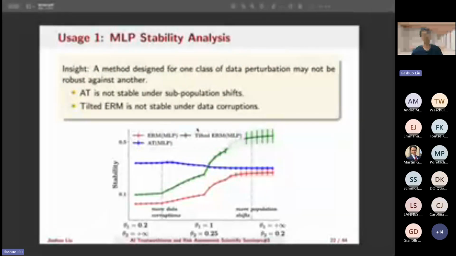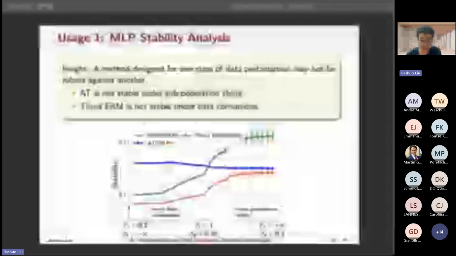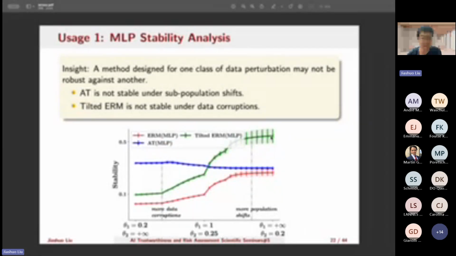And here from the results, we can see that a method designed for one class of data perturbation may not be robust against another. So here, if you look at the blue curve for the adversarial training, you can see that on the left side, it is stable. However, on the right side, when we consider subpopulation shifts, it's similar to the traditional empirical risk minimization. And it's the same for tilted ERM. It's not stable under data corruptions, but it's stable under subpopulation shifts.